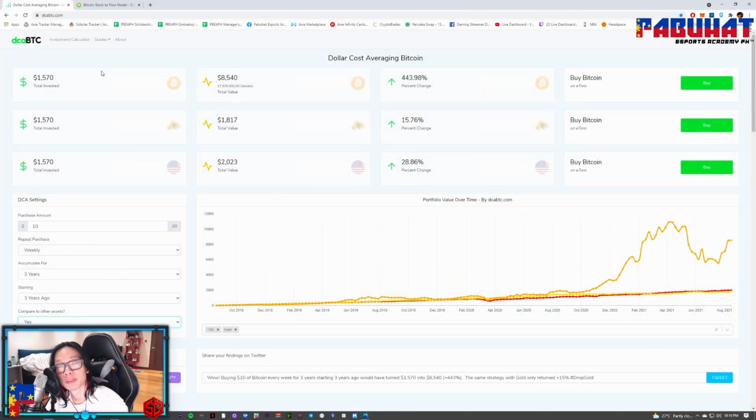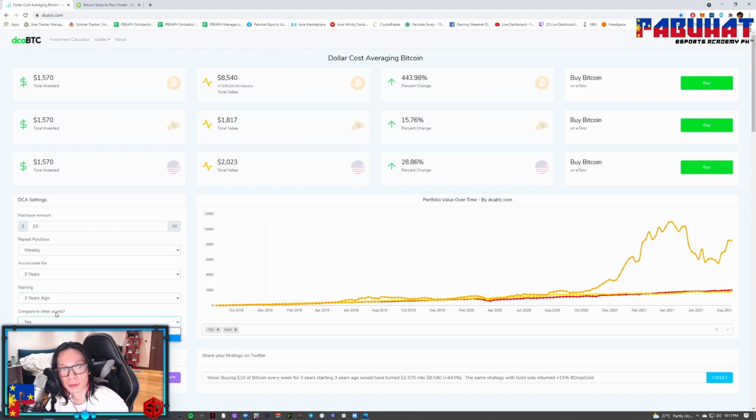So I pulled up a website explaining dollar cost averaging, especially for Bitcoin. You can see here you can manipulate the dollar cost averaging settings. Settings here are purchase amount, so how much you would invest in Bitcoin, and repeat purchase. So here we can see daily, weekly, every 2 weeks, monthly. Third is accumulate for, so how many years are the duration of your investment and when you started.